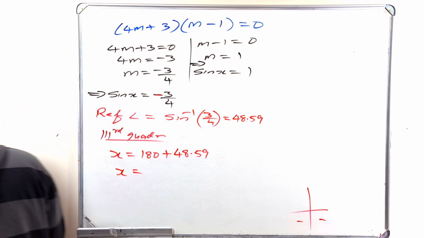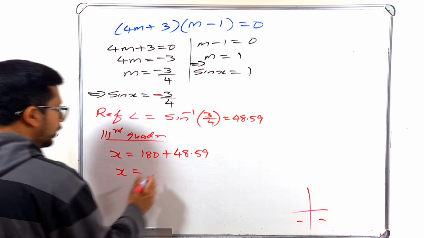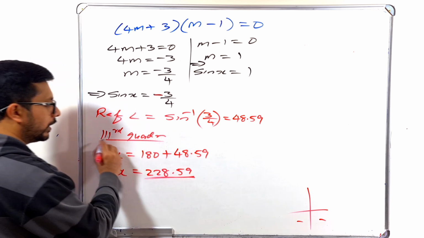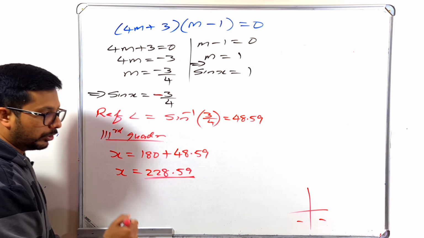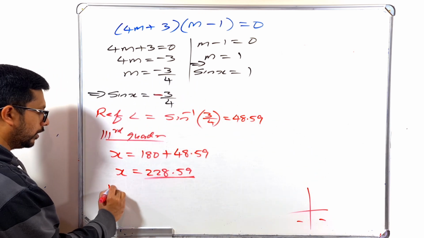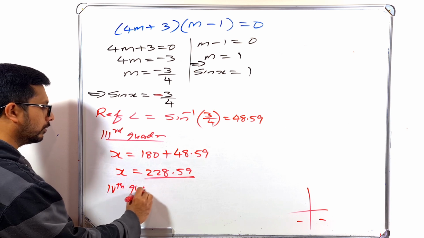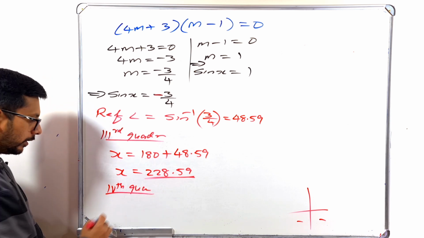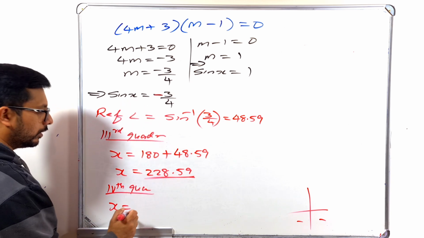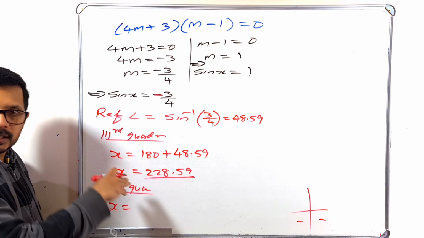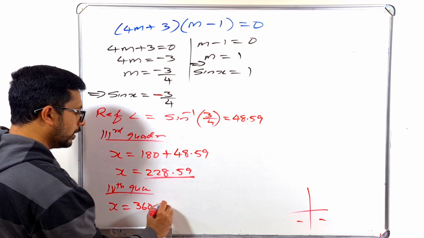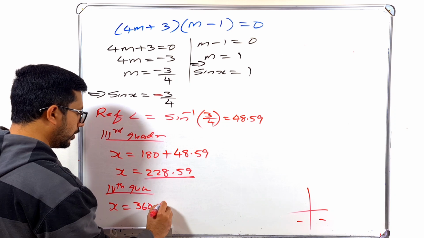So here what is the answer? 180 plus 48, 228.59. So that is in the third quadrant. So I told you sine is negative in the third and fourth quadrant. So next one is the fourth quadrant. Fourth quadrant, how can you write? X is equal to, here the angle is x, that is this one, okay. X is equal to fourth quadrant, 360 minus reference angle.